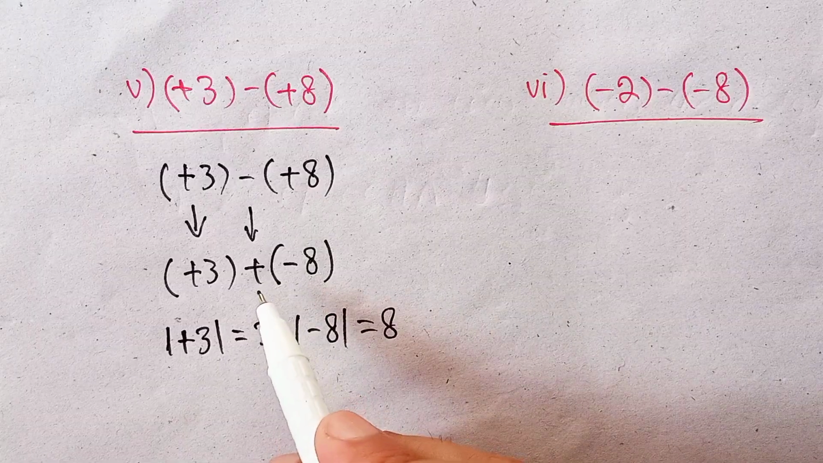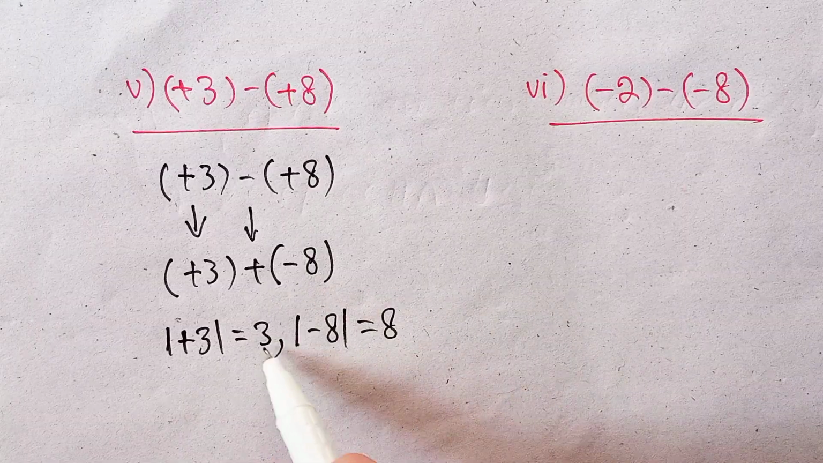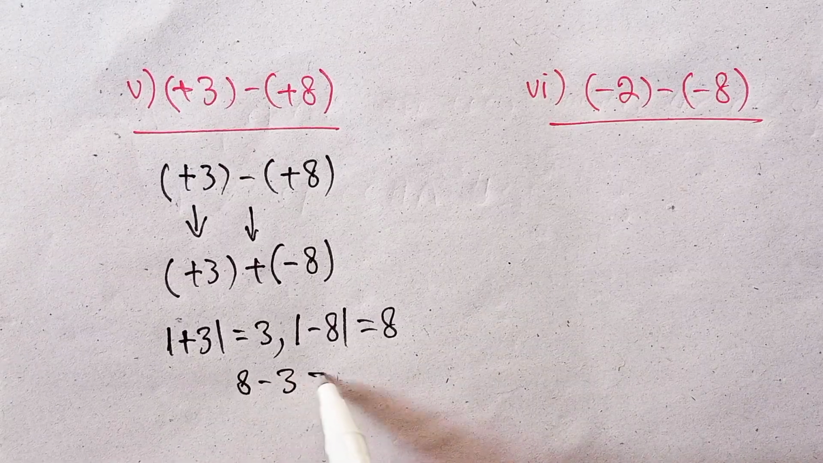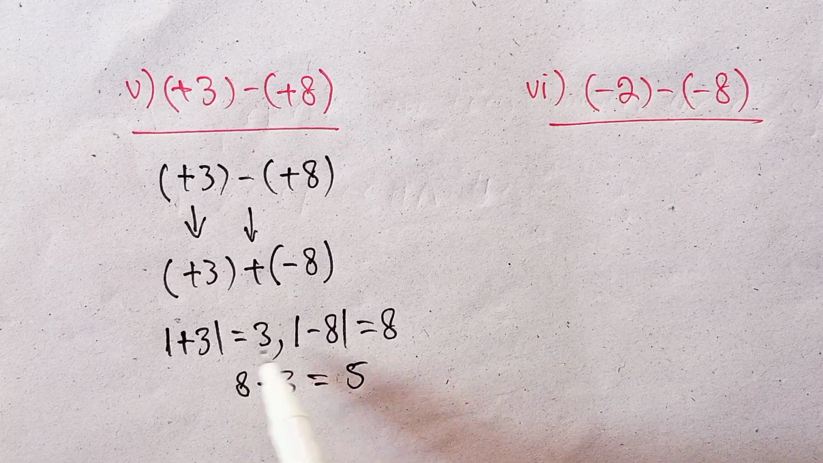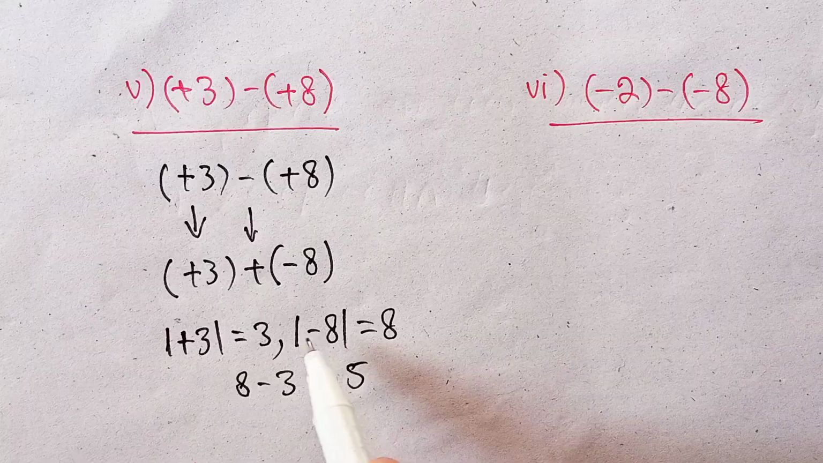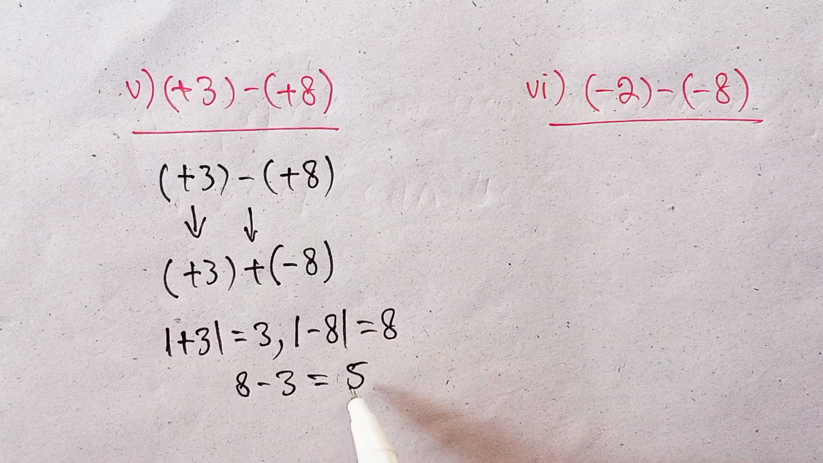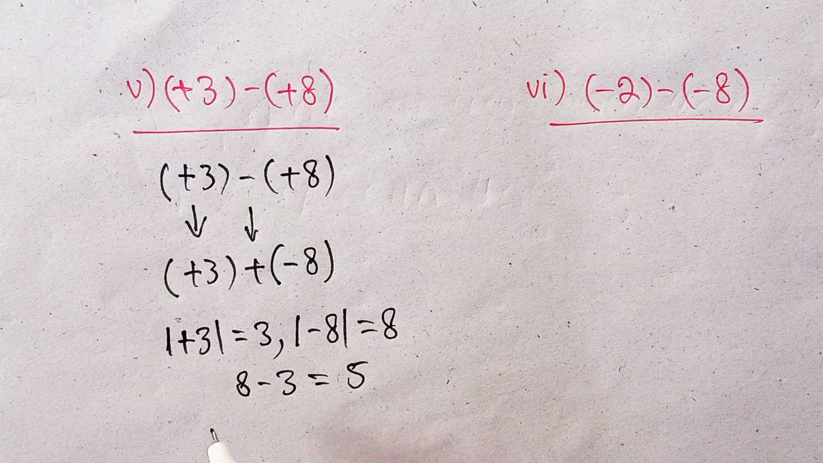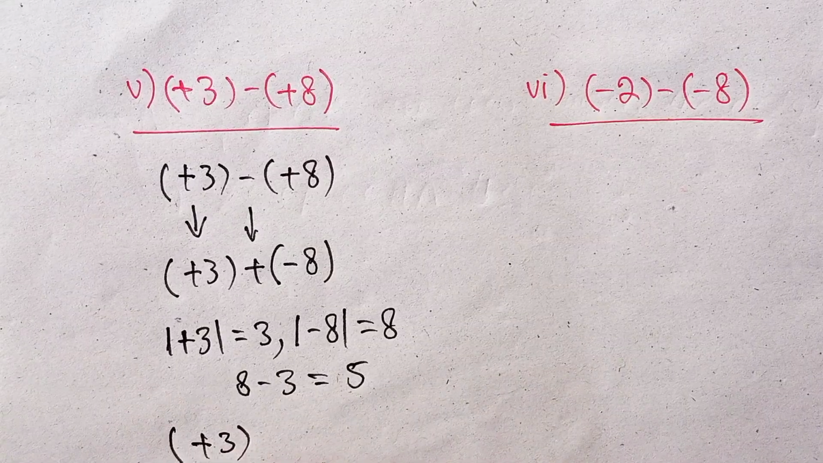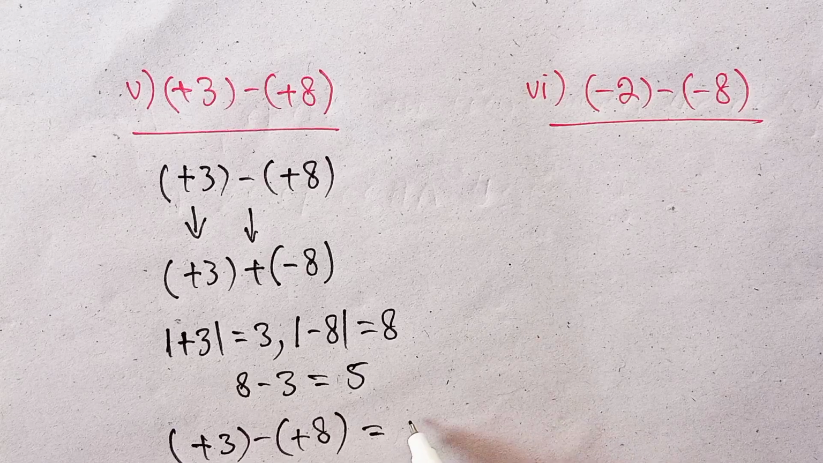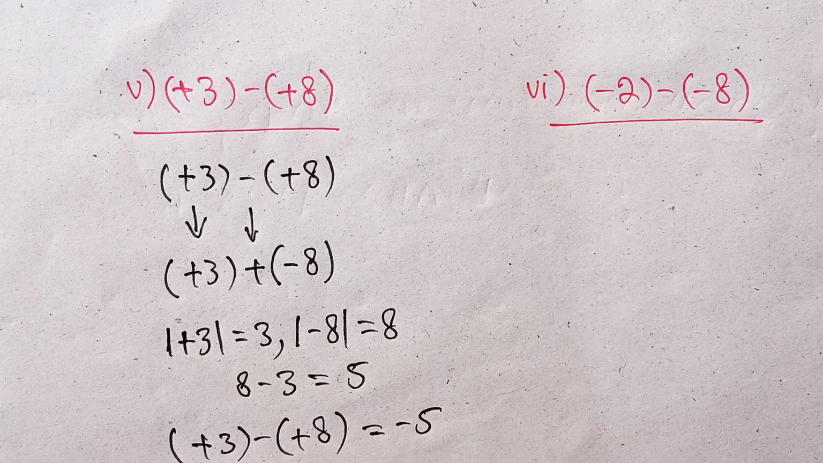Now as the two integers have different signs, we will subtract the smaller absolute value from the greater one. So 8 minus 3 equals 5. Now if we look at these two absolute values, the integer with the greater absolute value has a negative sign, so we will put a negative sign before the final answer. Positive 3 minus positive 8 equals negative 5.